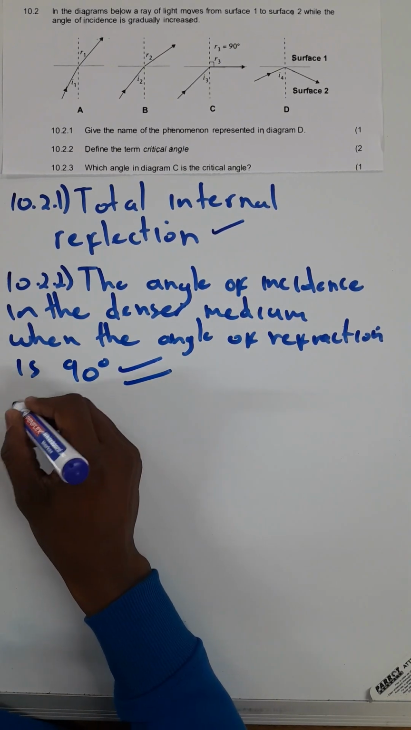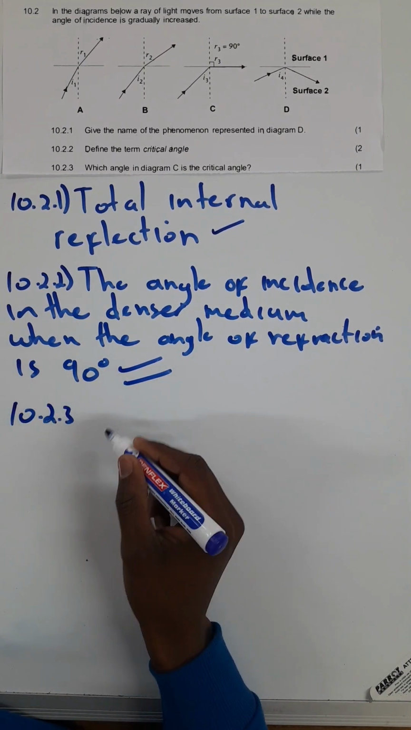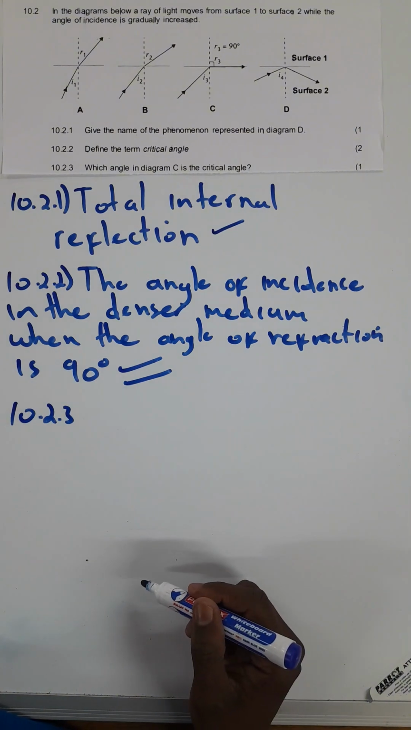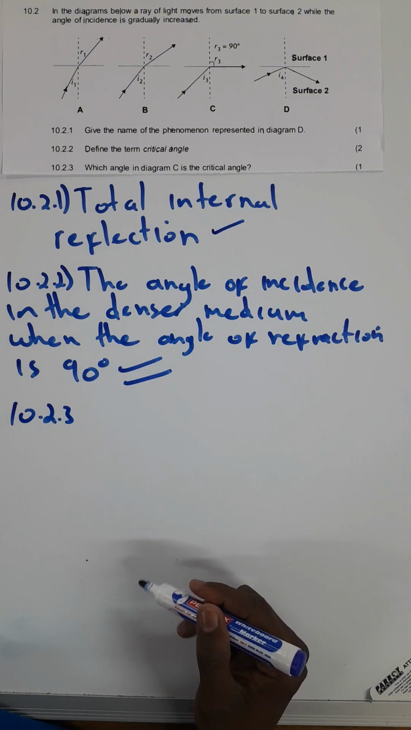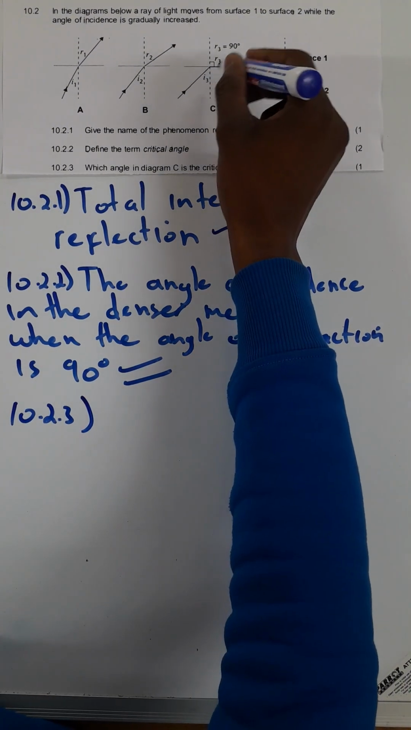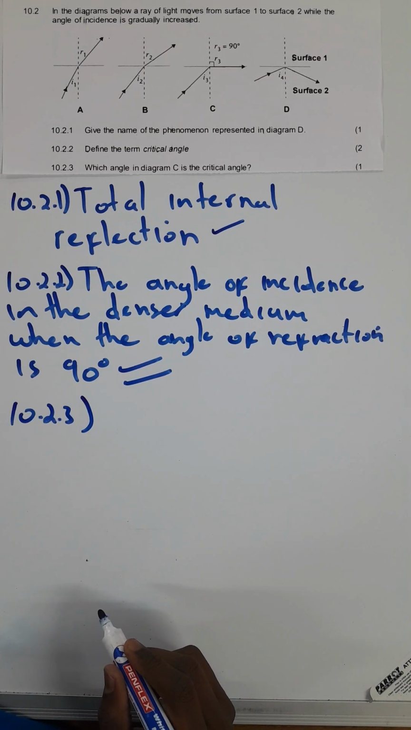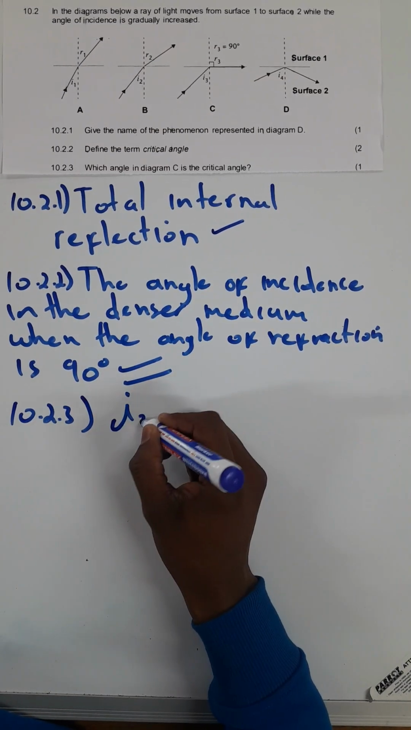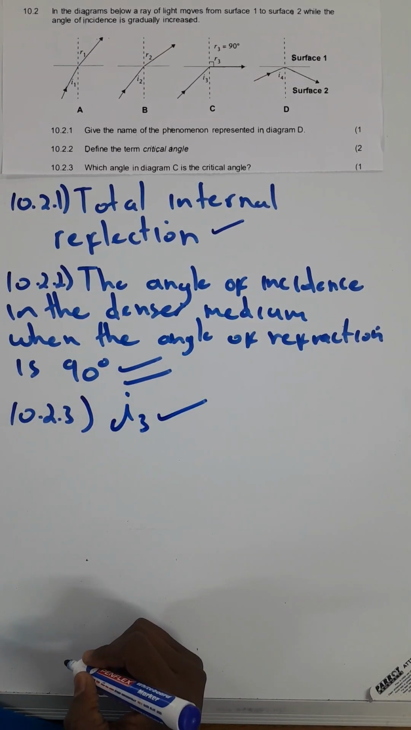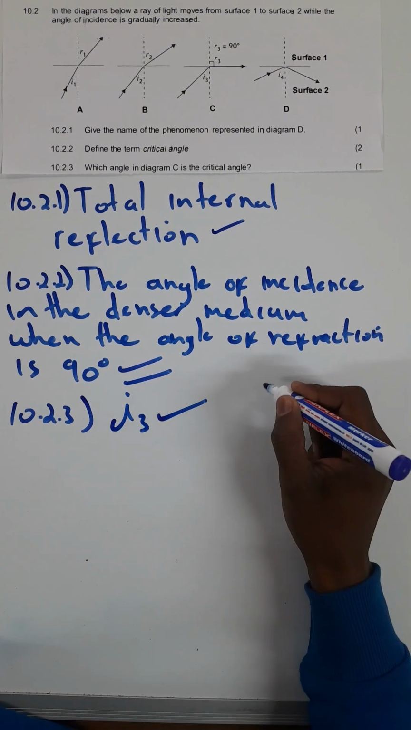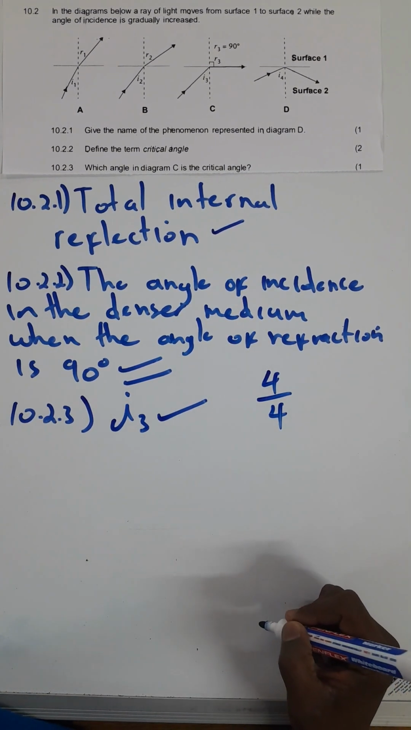And this is what we see on diagram C. Which angle in diagram C is the critical angle? The angle of incidence that gives us that angle of refraction of 90 degrees, I3, that angle of incidence, is our critical angle. So it's a simple 4 marks for this one.